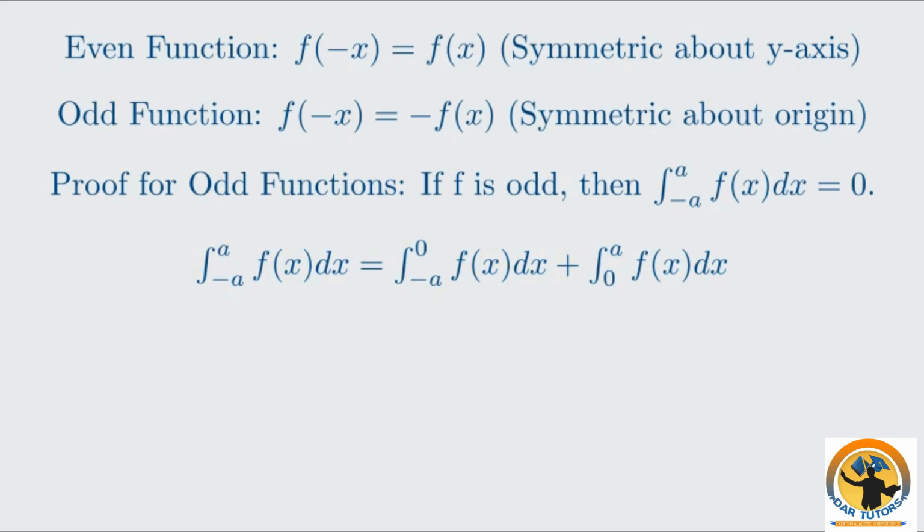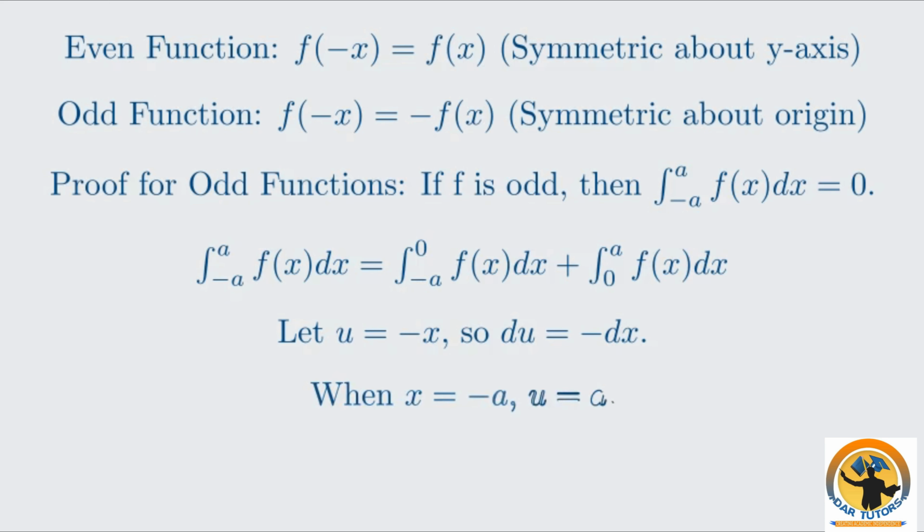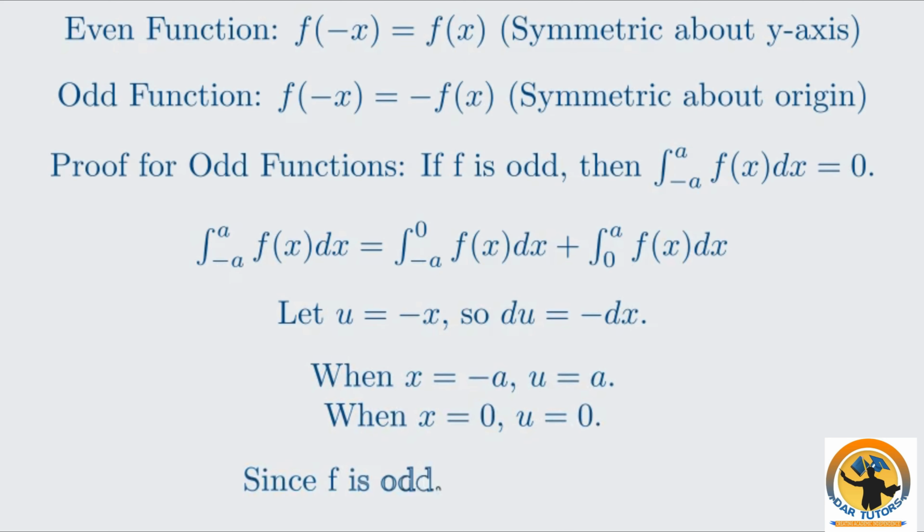We'll use a substitution. Let u equal negative x, then du equals negative dx. When x is negative a, u is a. When x is 0, u is 0. And since f is odd, f of negative x is negative f of x.